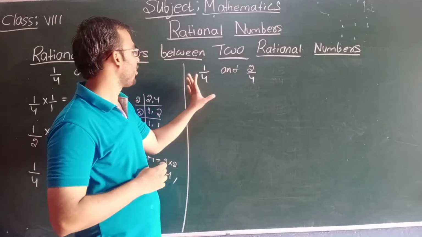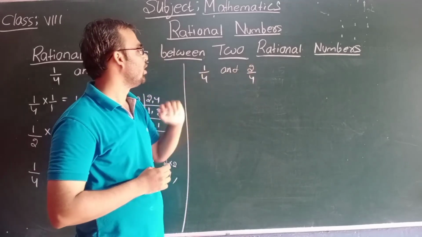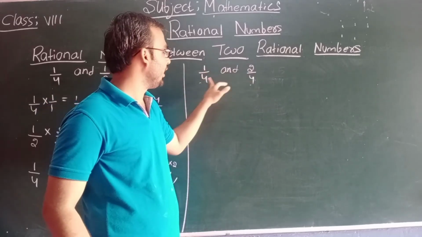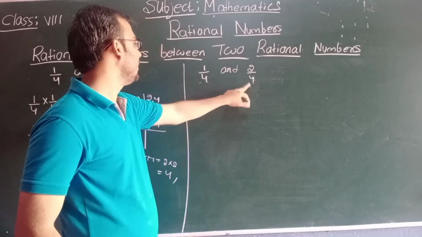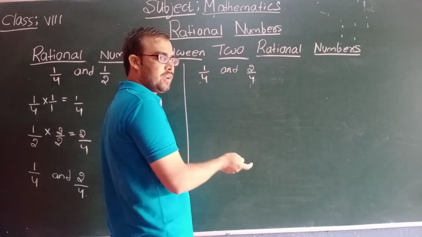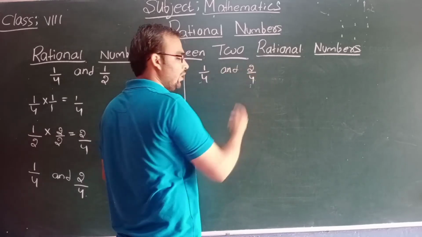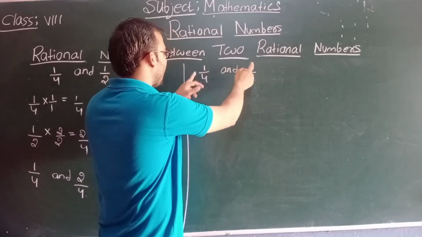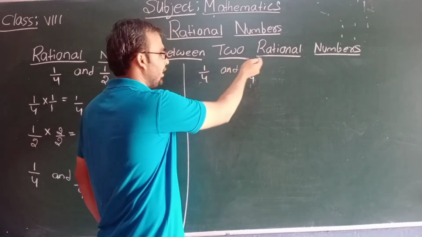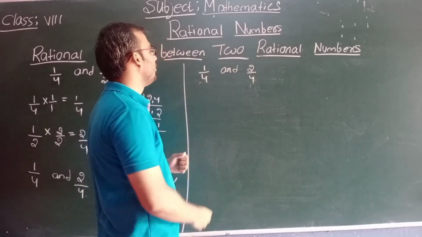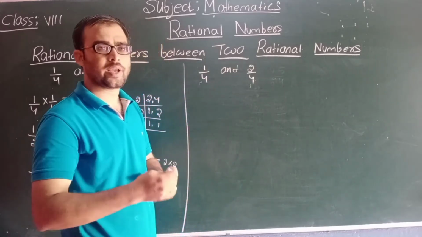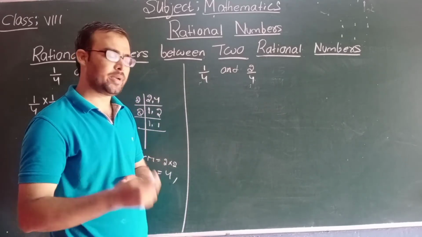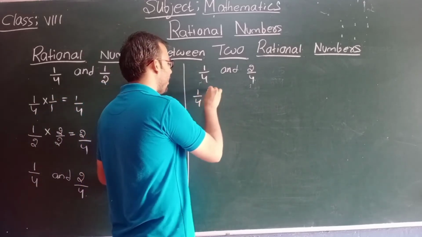So now students, what have we got? We have got the numbers 1 by 4 and 2 by 4. Now we shall write the numbers between these two numbers. But look here, even though the denominator is the same, after 1 which number will come? 2 only, no? After 1, only 2 will come. Then how do we get the numbers between these two numbers? As I told you, you need to multiply by any bigger value. So here I am multiplying 10 by 10.